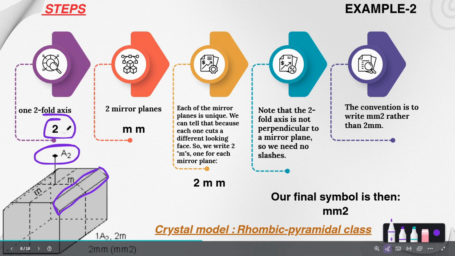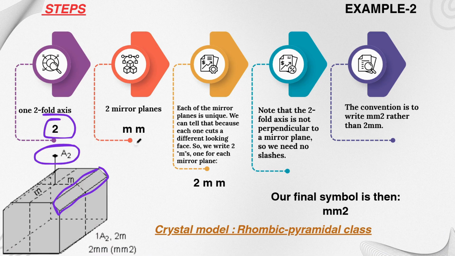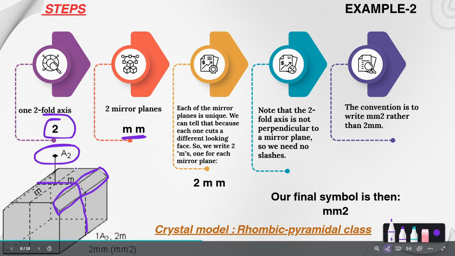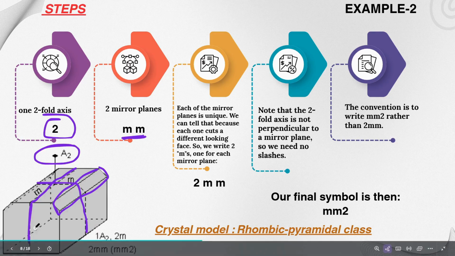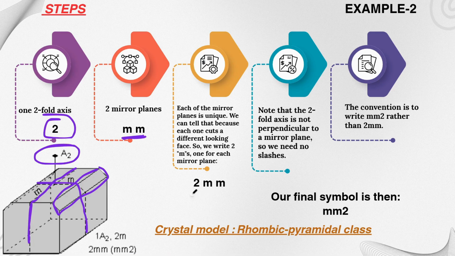You can see here only one twofold symmetry, and also we have two mirror planes, one perpendicular to the A axis and one perpendicular to the B axis. We don't have any perpendicular to the C axis because this particular face does not allow us to have a mirror plane perpendicular to the C axis. So the total symmetry elements here are only one twofold axis and two mirror planes.